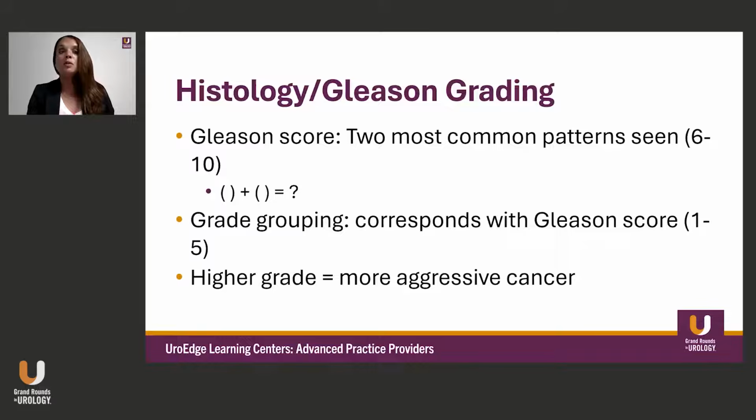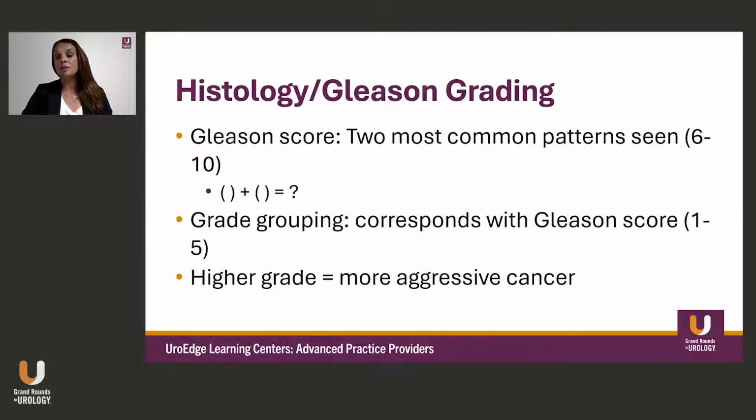Once we have tissue, we look at the histology and the Gleason grading. So the Gleason score, which has been used for many, many years, gives us actually two readings. They're the two most common patterns that are seen on the slide of the tissue under the microscope. And the cancer diagnosis is reported as a Gleason 6 through 10. What has become more recent use is grade grouping, and that corresponds with the Gleason score, 1 through 5.